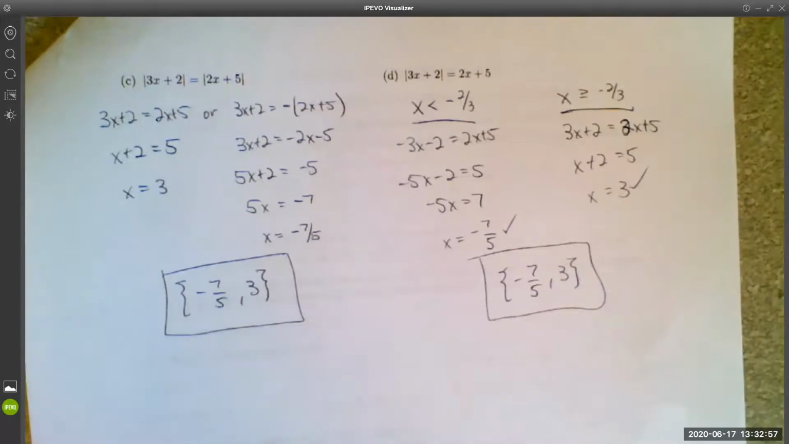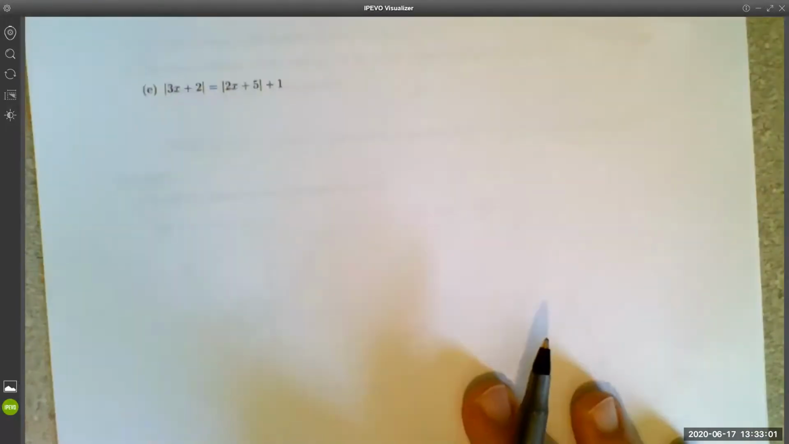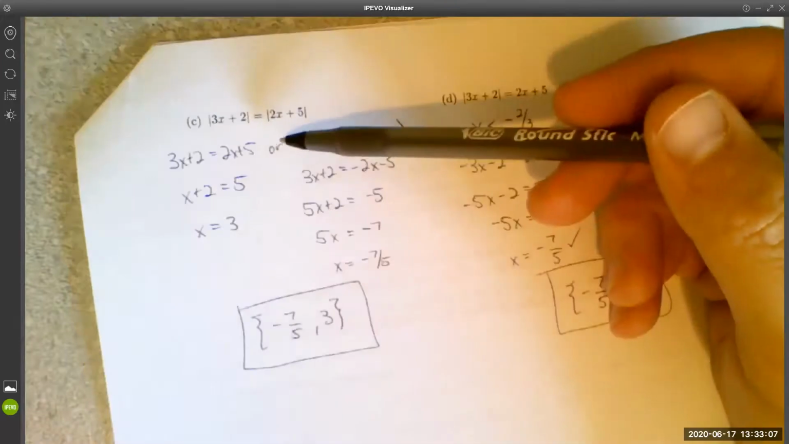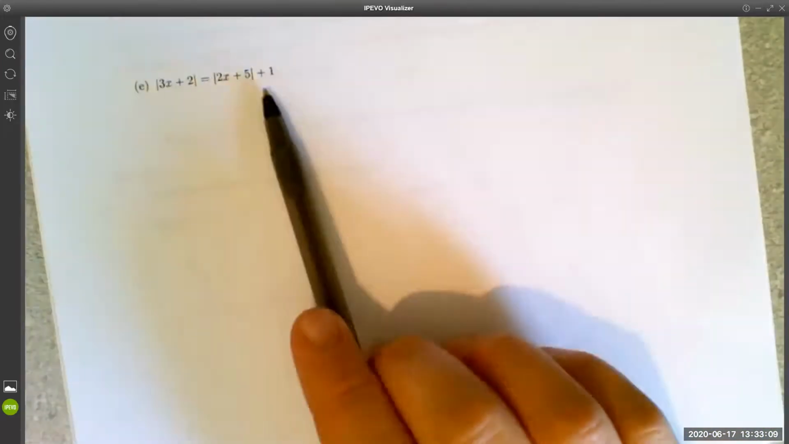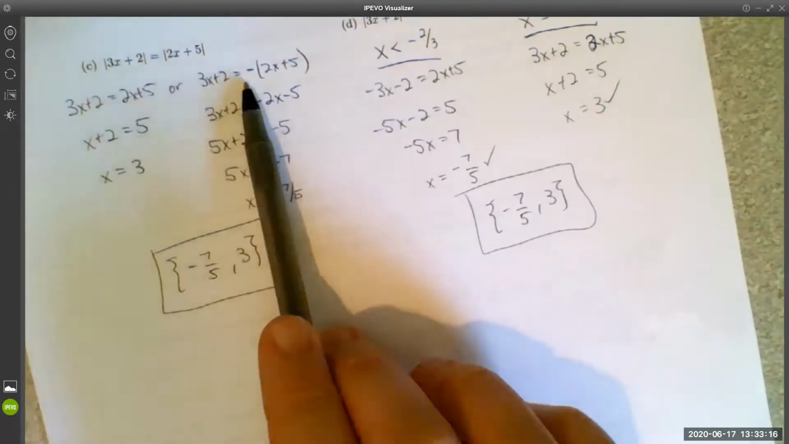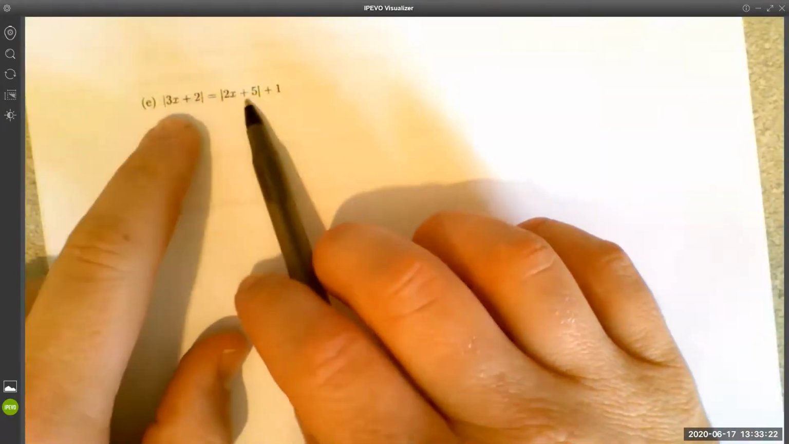Very good. Let's look at one more. It's almost the same as part C. But we've got an additional 1 hanging out on the outside. And that means that it's not a simple case where we can just do this. We have to do the whole piecewise business. And in this case, we're going to have to do the piecewise thing for two different chunks. So let's get to it.